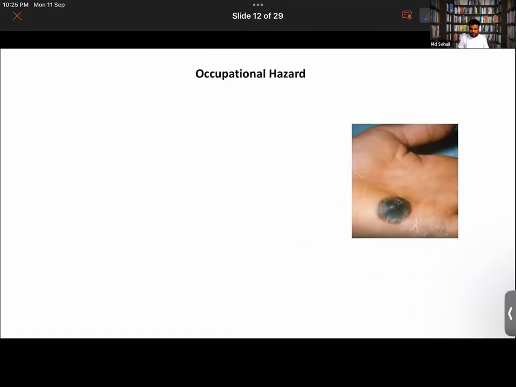Hope it is clear. Now, many times occupational hazard develops. Occupational hazard: hazard that comes due to the occupation. Which occupation? Here, this is actually the hand of a person who does the work of sorting. So it's actually the hand of a sorter, and the disease which he has developed is called sorter's disease.